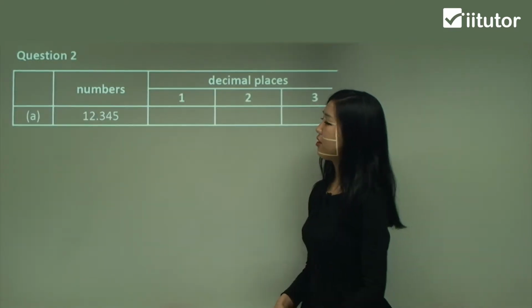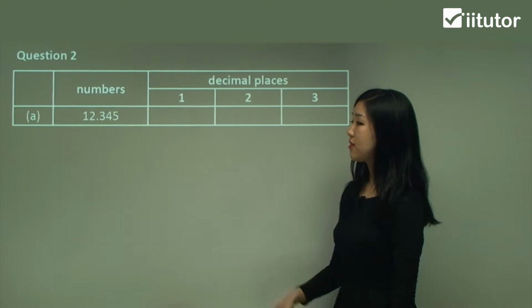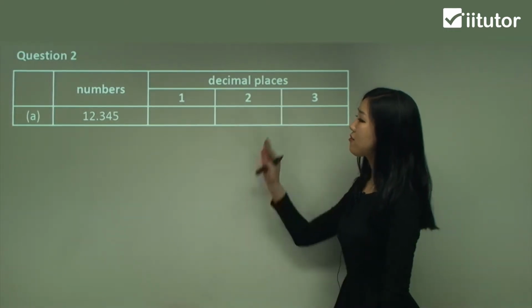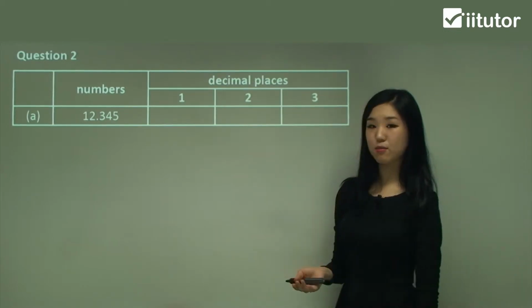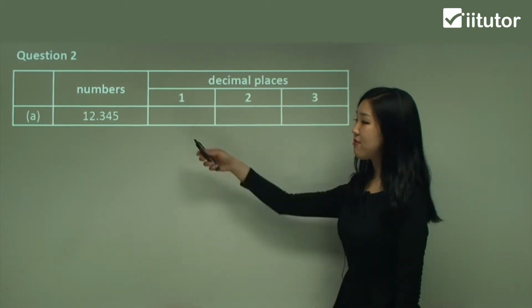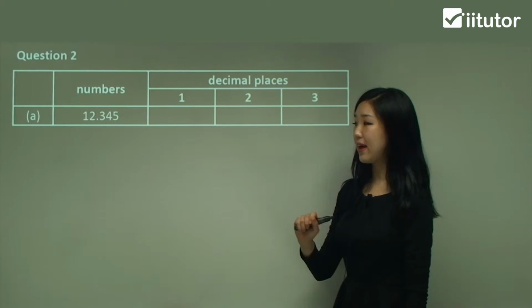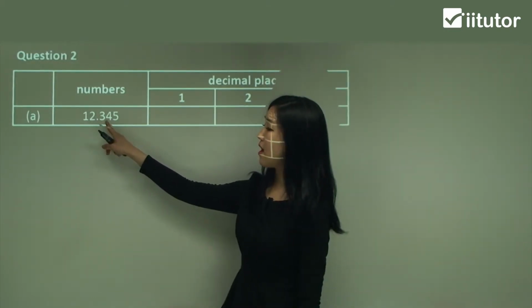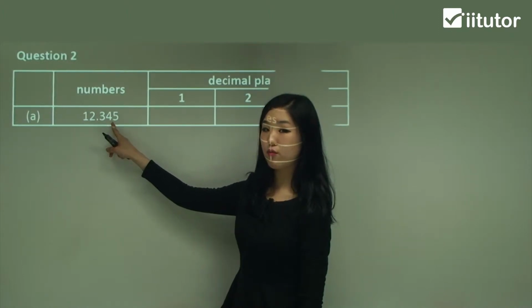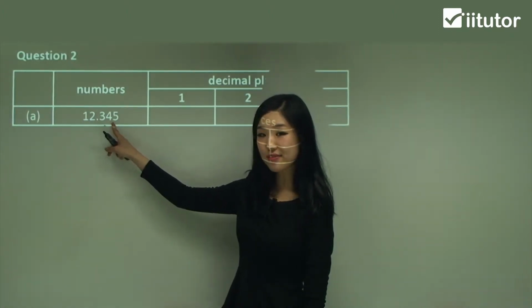Now question 2, this time it's a little bit different. This time they give you the number, but I want to round it to 1 decimal place, 2 decimal places, and 3 decimal places. So if I want to round that to 1 decimal place, you look at 1 number after the decimal point, which is 3. But you have to look at the next number, which is 4. Is that greater than or equal to 5?